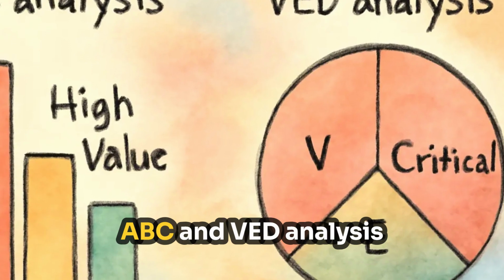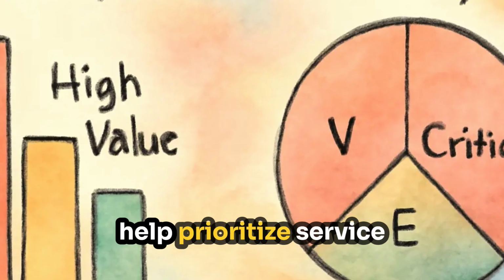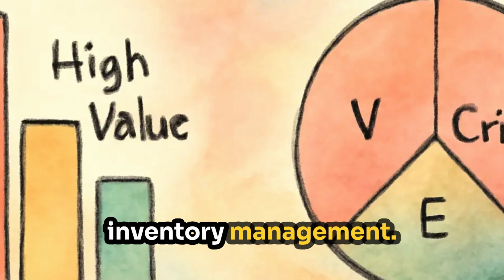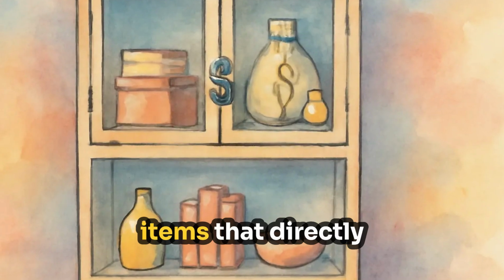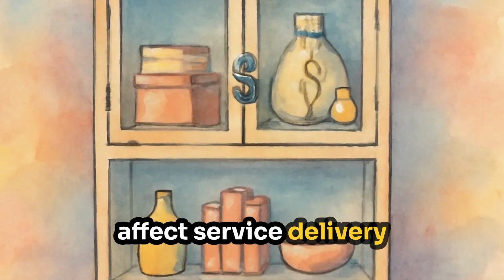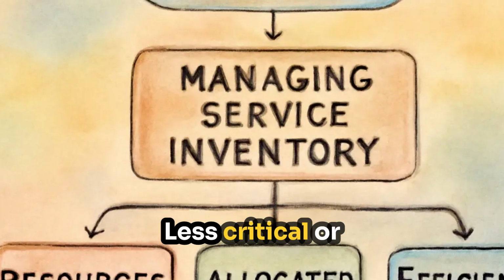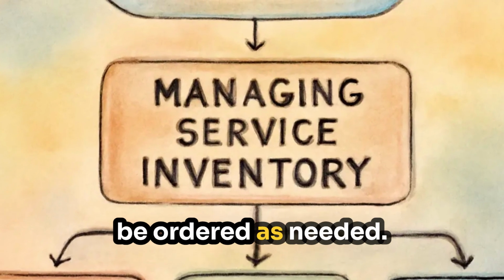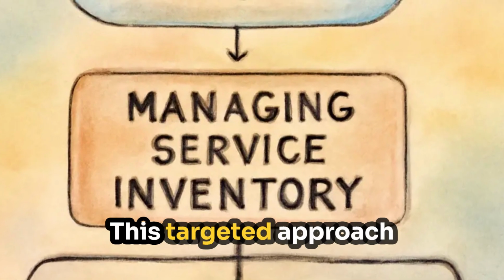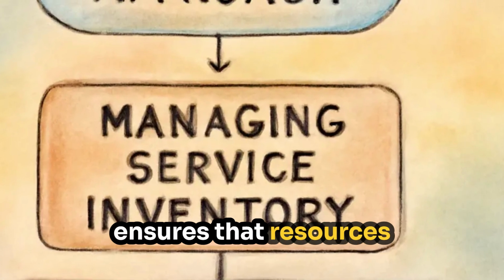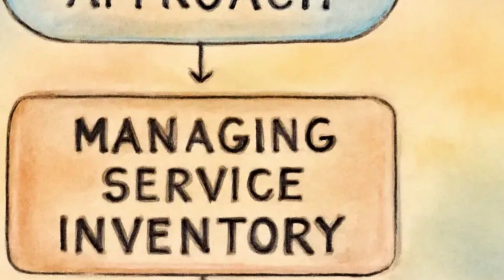Classification techniques such as ABC and VED analysis help prioritize service inventory management. High-value or critical items that directly affect service delivery are closely monitored and stocked securely. Less critical or low-value items can be ordered as needed. This targeted approach ensures that resources are allocated efficiently.